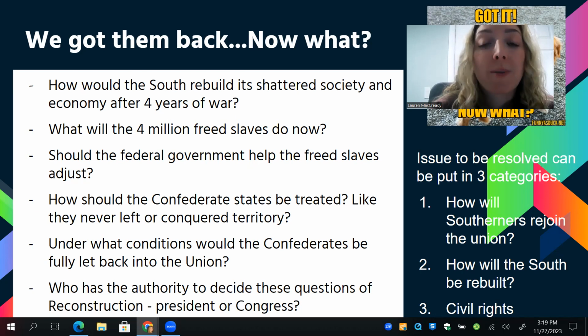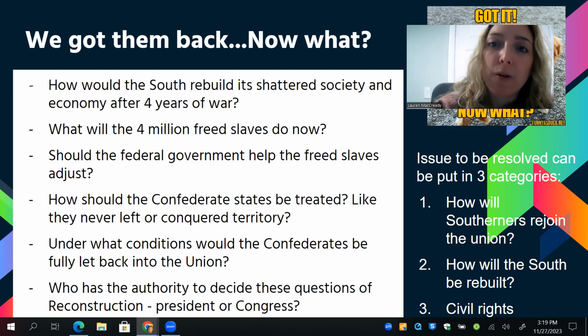What do we do with the 4 million freed slaves? Should the federal government help the freed slaves? How should the Confederate States be treated upon reentry, like they never left or conquered territory? Under what conditions would the Confederates be fully allowed back into the Union? And who has the authority to answer any of these questions to begin with during Reconstruction? Is it a presidential issue, Congress, popular sovereignty? Like, what are we doing here?